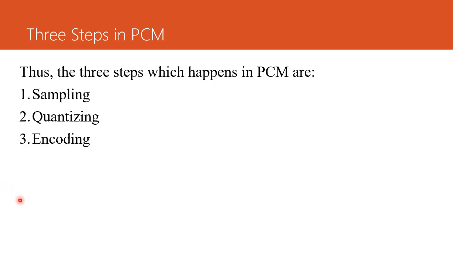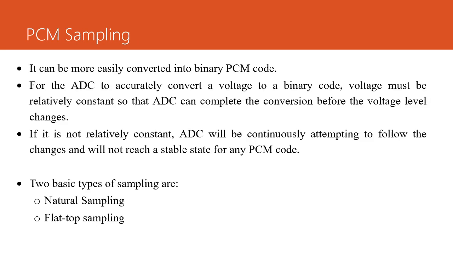So in order to understand the working principle of PCM, we have to consider the three different steps which happen in PCM, that is sampling, quantizing and encoding. In the coming slides, we are going to detail these three steps in order to understand the working principle of PCM. So first of all, we'll go with PCM sampling.